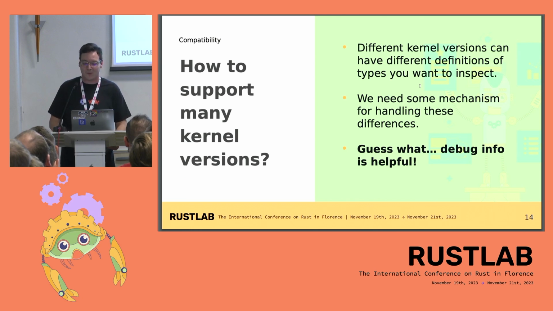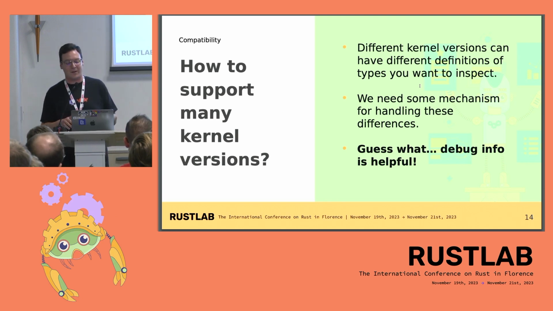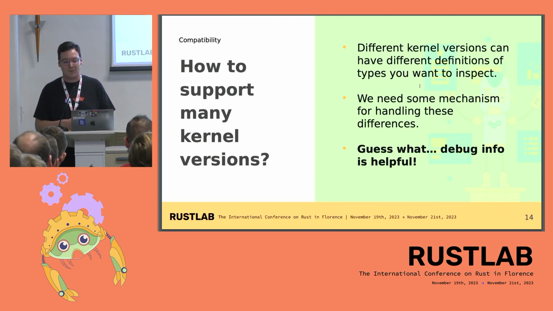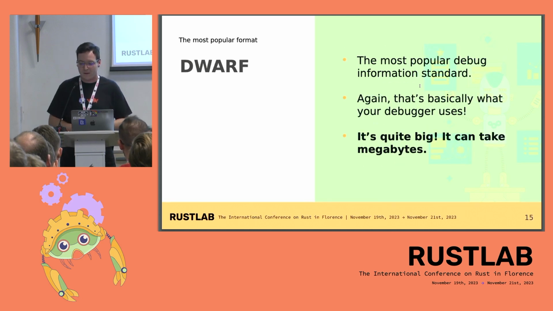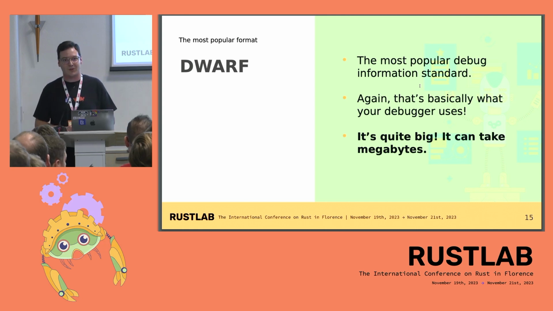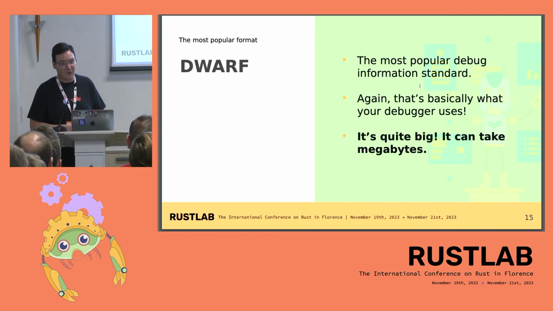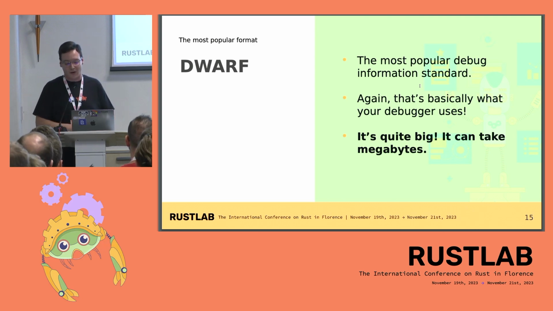We use debug info for that. Debug info contains all the information about how a certain type, struct, or union looks. So we can pretty much use it to figure out, when we want to access a field of some struct, where exactly in the currently running kernel it is present. But here's one problem. The most popular debugging format, which is the one being used in debuggers, is DWARF. It is really huge. For bigger programs, it can take megabytes, even dozens or hundreds of megabytes.